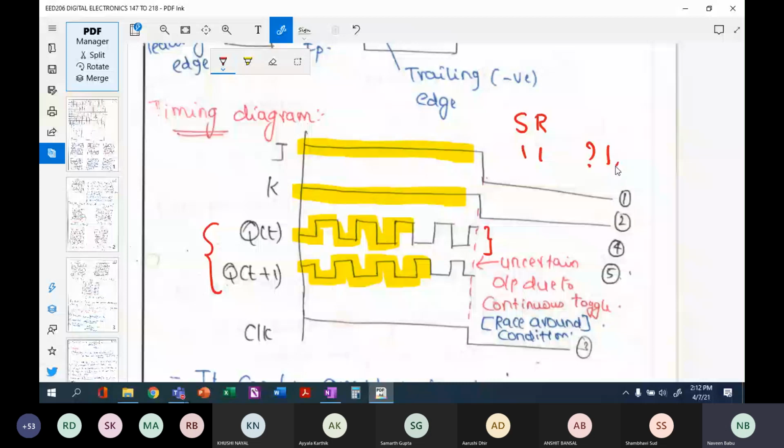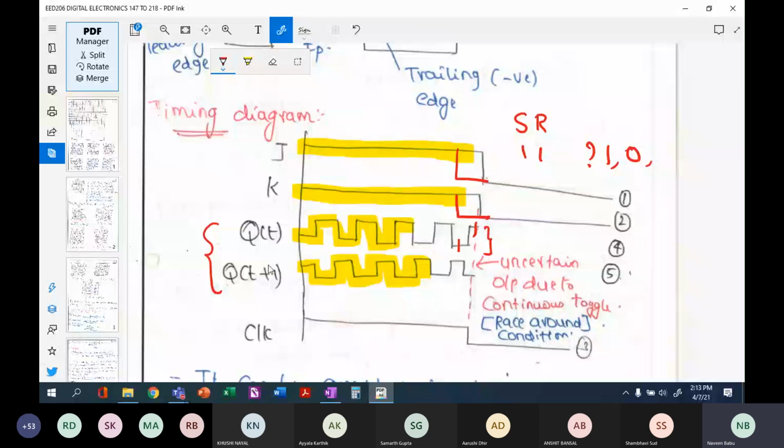At any instant of time, whenever you cut short this particular J and K value, at times it may be 0, at times it may be 1. So again, you are left with the same condition as that of your SR flip-flop. You are undetermined what will be the values of Q here. So this condition is called the race around condition.